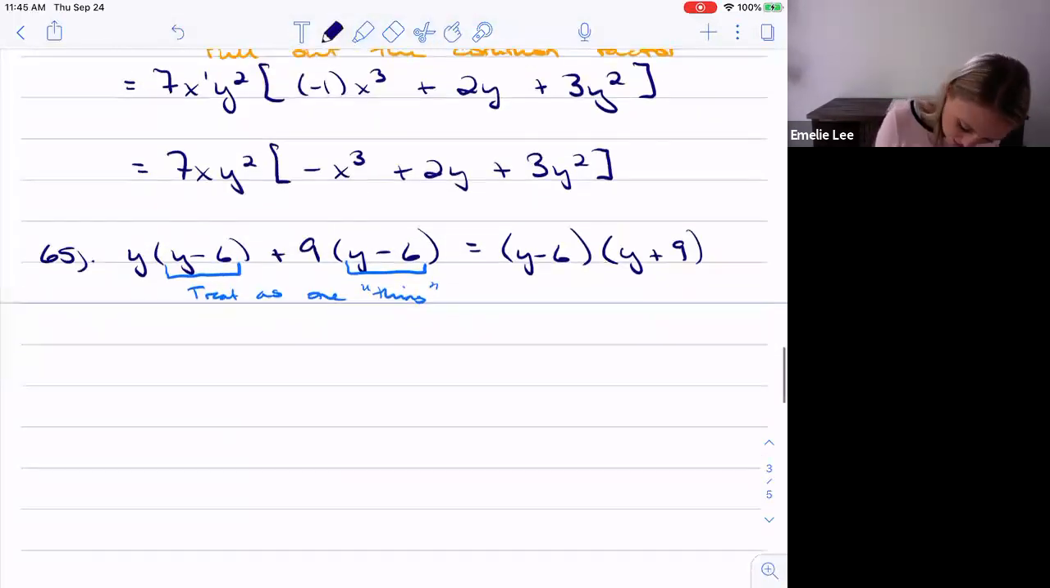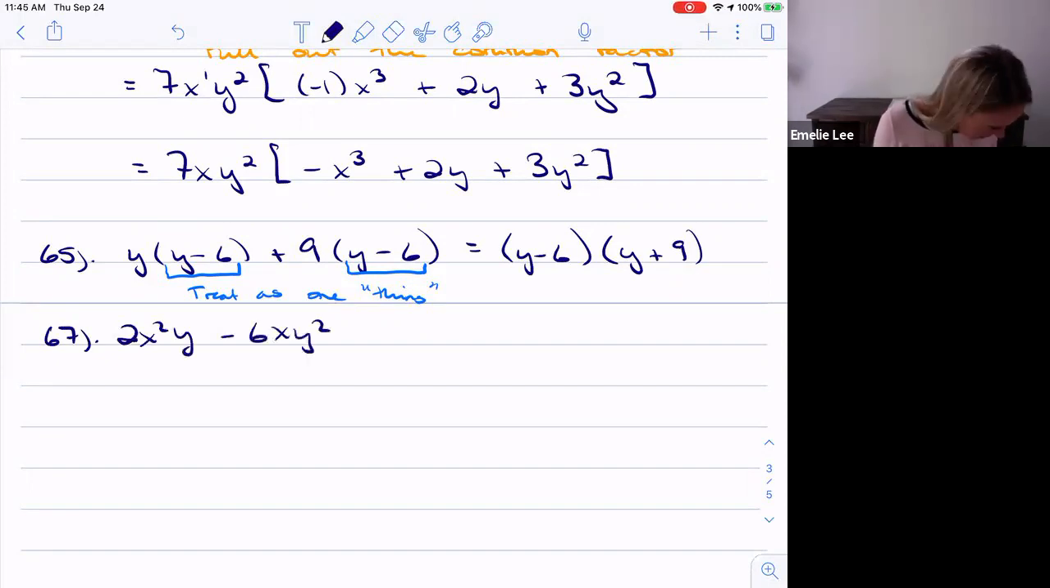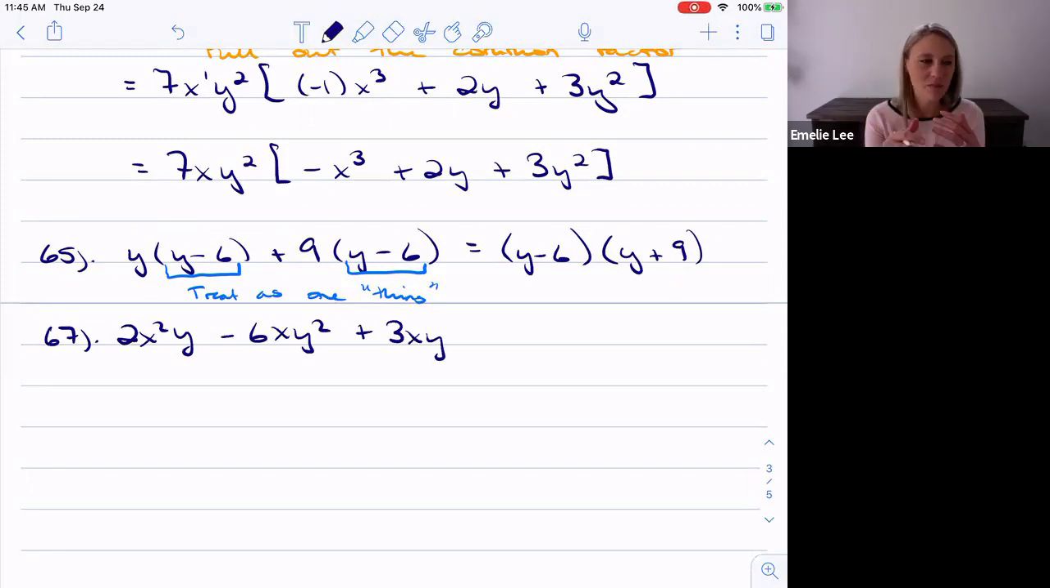Let's do 67 as well. Why not? 67 is 2x squared y minus 6xy squared plus 3xy. So now I'm going to move a little bit faster. I'm going to scan for my lowest common multiple of the coefficients, the x's as well as the y's. Okay. So what that's going to look like is, okay, I've got 2, negative 6, and 3. I can pull out a common 2. Okay.